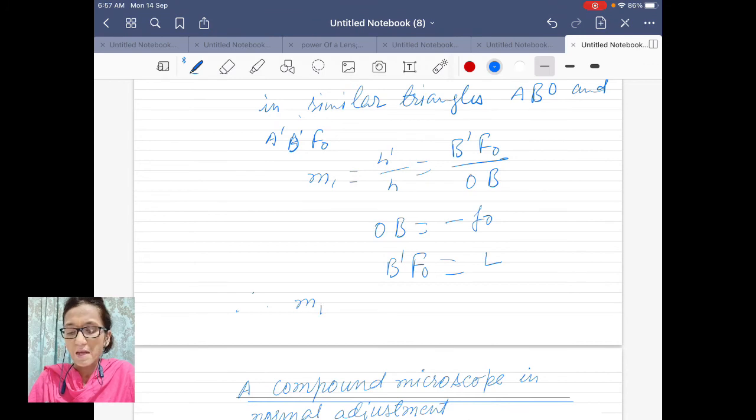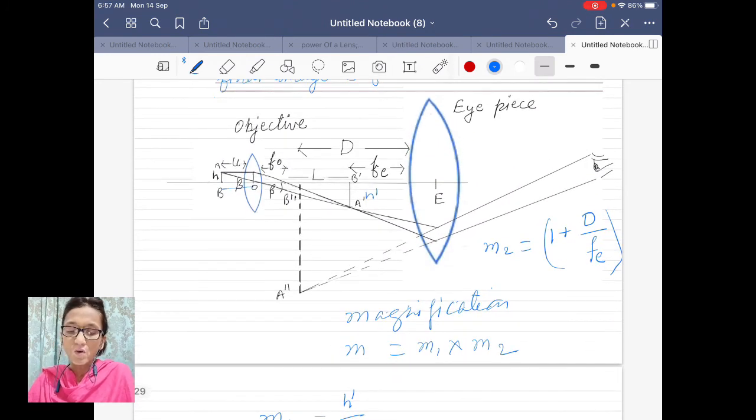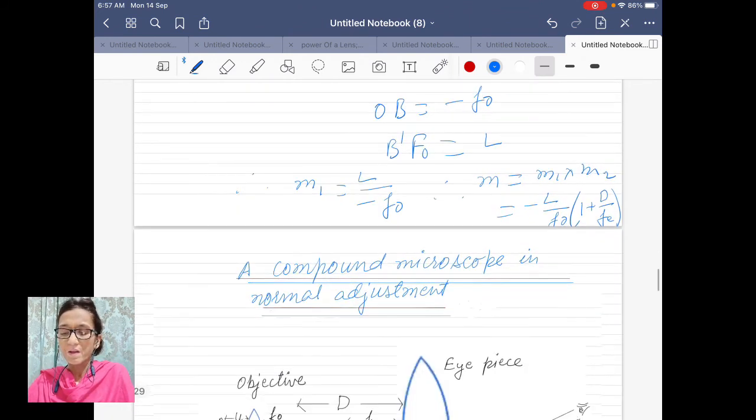Now therefore M1 is equal to L by minus FO, and therefore net magnification, which is equal to M1 into M2, becomes equal to minus L by FO into 1 plus D upon FE for your final image which is forming at near point. So this is the magnification when the final image is forming at near point.